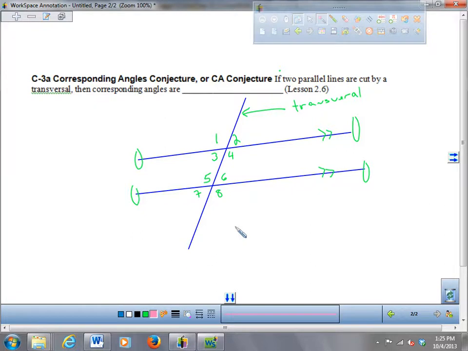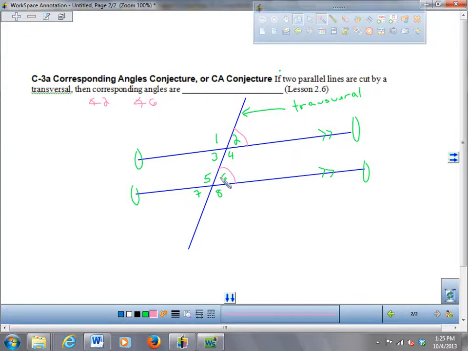7 and 8 and 1 and 2. No, 7 and 8 and 1 or 2 are not corresponding. It's 7 and 2 and 8 and 1, but those are alternate exterior angles. Go ahead, Michaela. Like 2 and 6. Yes, 2 and 6 is one pair of corresponding angles, okay? Angle 2 and angle 6. Who could tell me what they discovered in the computer lab between those corresponding angles?